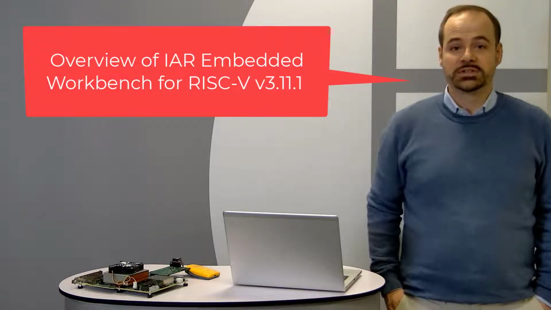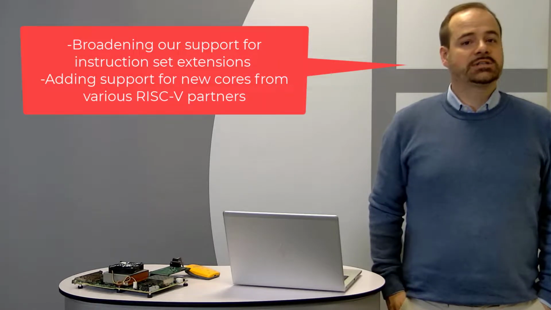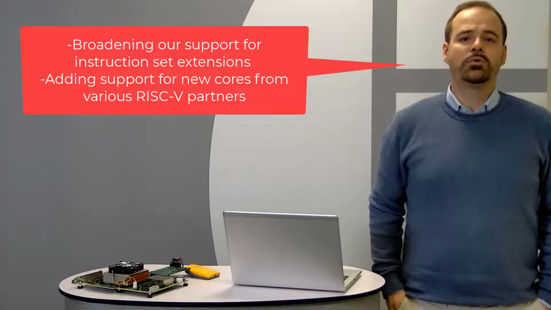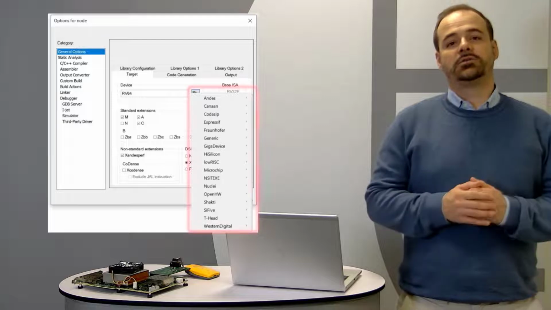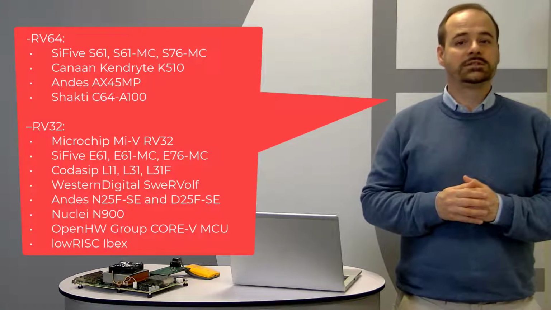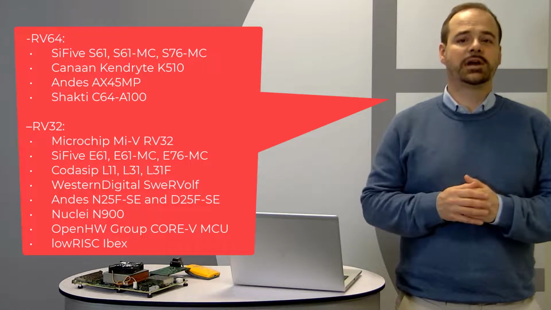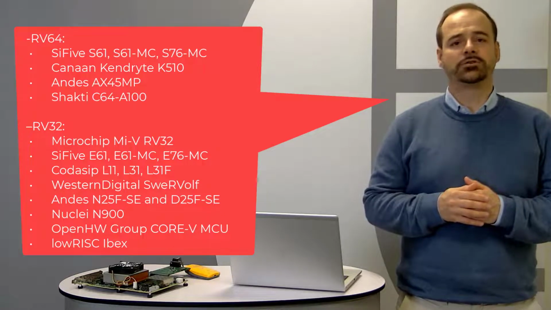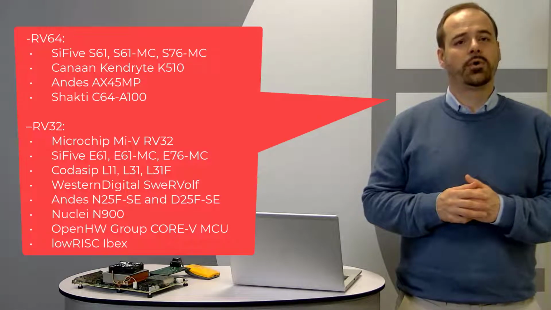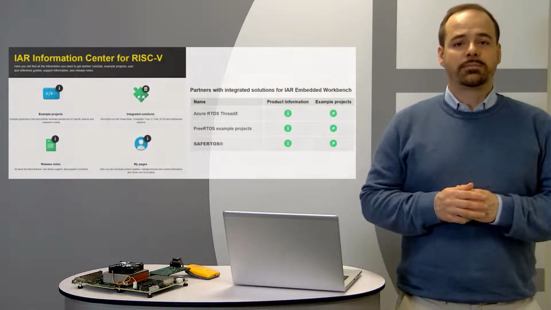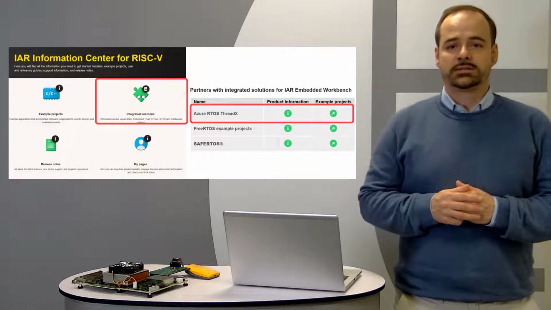This short video is about the new version 3.11 of IAR Embedded Workbench for RISC-V. We are broadening our support for instruction set extensions and adding support for new cores from various RISC-V partners globally. It is clear how the RISC-V ecosystem is growing when you look at the device core IP list displayed on the screen from partners like SiFive, Canon, Andes, Microchip, Codasip, Western Digital, Nuclei, Open Hardware Group, and more that we added support for. And also the integrated solutions like Microsoft Azure RTOS ThreadX.